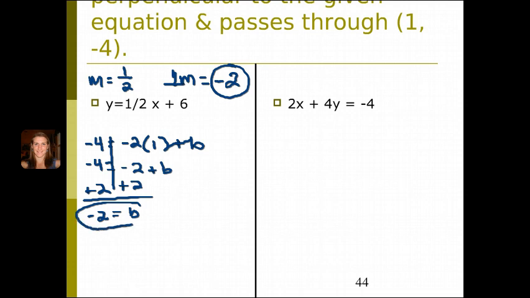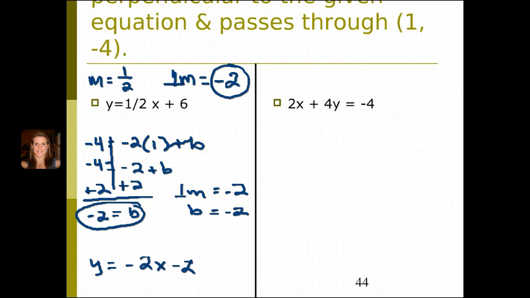So now I'm not done yet. They wanted the equation of the line that was perpendicular and passes through that point. So I have to take this information and plug it back in. Well, my perpendicular slope was -2. And my b that I just found is also -2. So I plug that into the slope-intercept equation, and I have that y equals -2x minus 2. And that is the equation for the line perpendicular to the given line that passes through (1, -4).